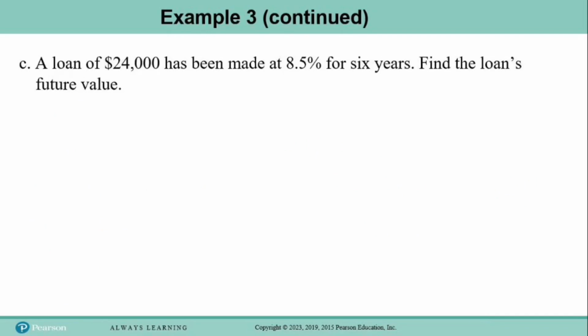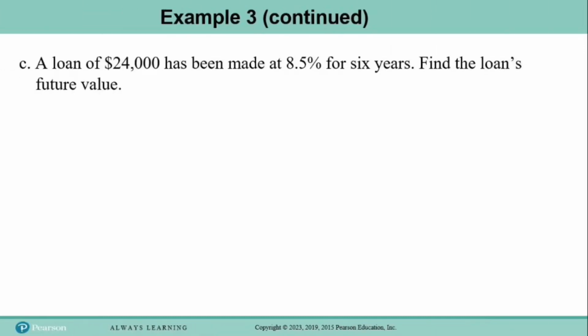Okay, here is part C. So it says a loan of $24,000 has been made at 8.5% for 6 years. Find the loan's future value. Why don't you pause the video and try this one on your own, and then we'll match up and see how it went. Okay, here we go.